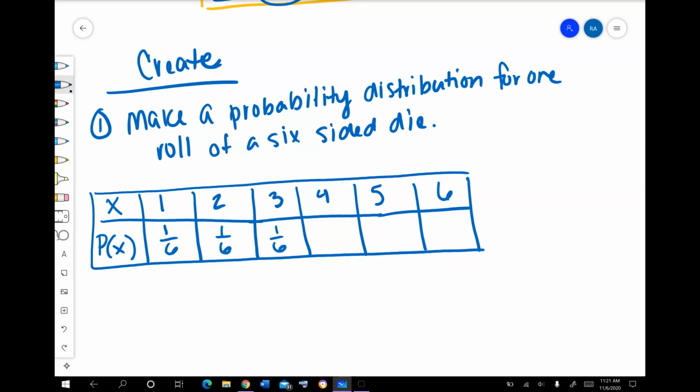There's 1 two out of 6 numbers. There's 1 three out of 6 numbers. There's 1 four out of 6 numbers. There's 1 five out of 6 numbers. And there's 1 six out of 6 numbers. And you can double check it. That'll add up to 1. But there's your probability distribution table right there for that one. So if you had a 12-sided die, you would just change it to 1 over 12. All right, let's do another one.